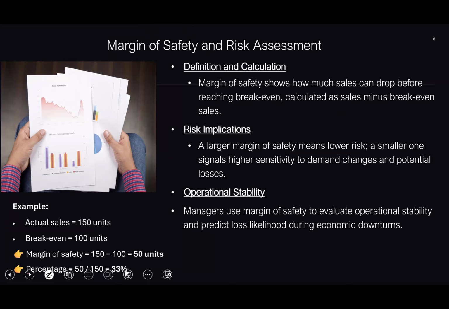So here's a very small example where your actual sales compared to your break-even sales are these many. So your margin of safety is simply, remember, as I said, current sales minus break-even sales, which is 50 units. You can calculate it in units. You can also calculate it in percentage. So 50 units divided by the current sales, 150 units, sorry, my hand moved a little, gives you 33% of margin of safety. So sometimes the questions are made in units, sometimes they are made in percentage. I wanted to show you both.